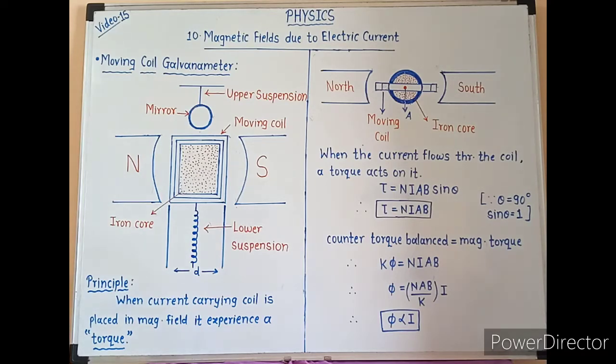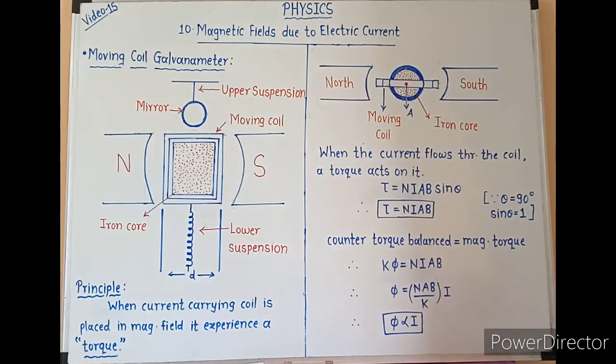The principle of moving coil galvanometer is when a current carrying coil is placed in an external magnetic field, it experiences a torque. When a current carrying coil is placed in an external magnetic field, then this moving coil experiences a torque.